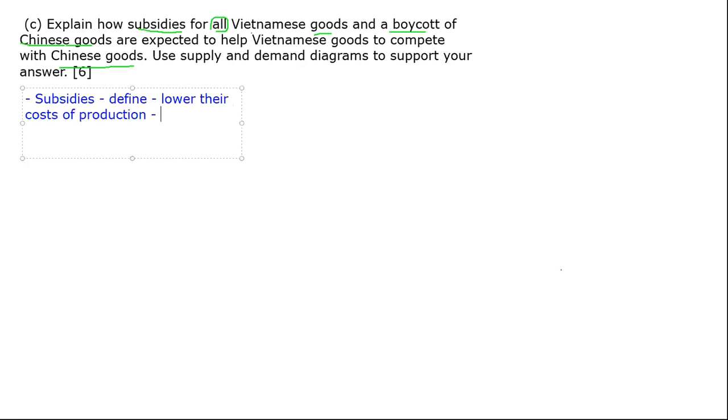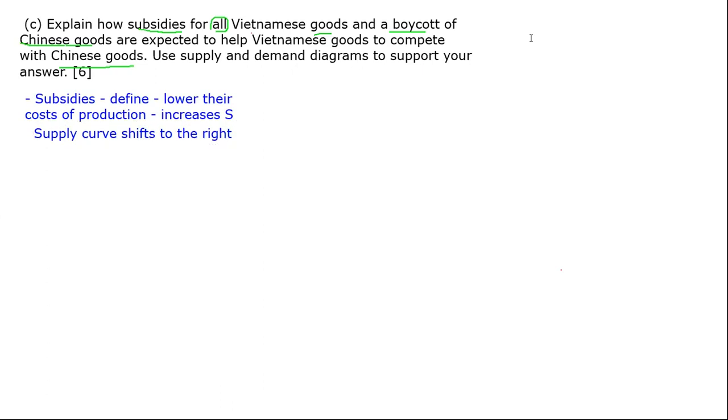What does lowering their costs of production do? It basically increases supply. So please don't miss links. Don't just say, if you give a subsidy, supply will shift to the right. Take it slowly and explain: cost of production will fall, that would increase supply, so the supply curve shifts to the right.